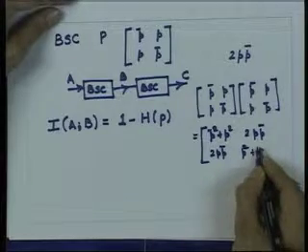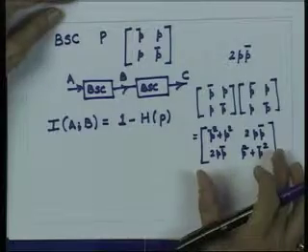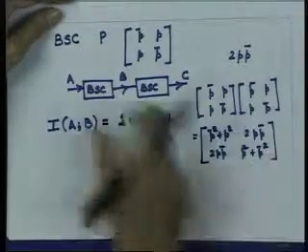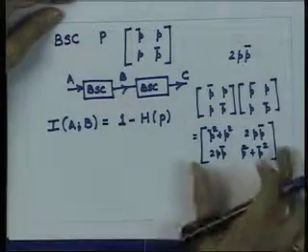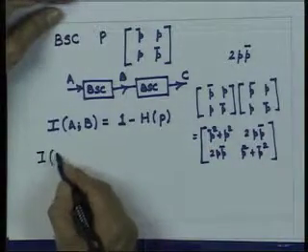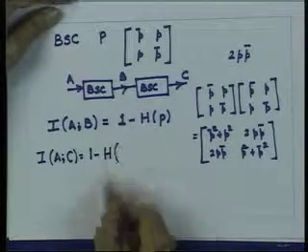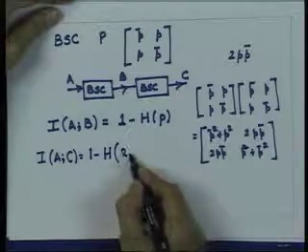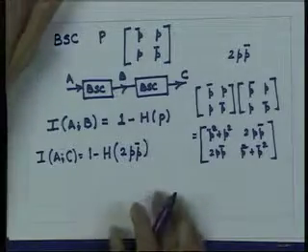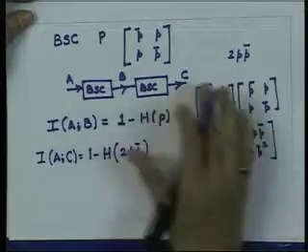p squared plus p bar squared. So, this is the equivalent channel matrix between A and C. So, for this, based on a single binary symmetric channel results, we can find out I of A C is equal to 1 minus H of probability of error, in this case 2 p p bar. Now, we can extend this result to 3 binary symmetric channels.